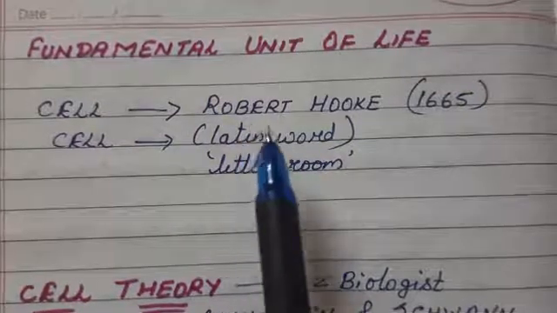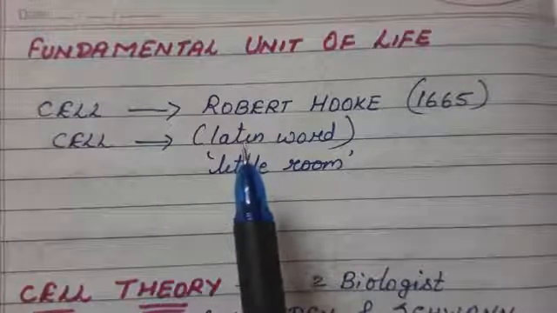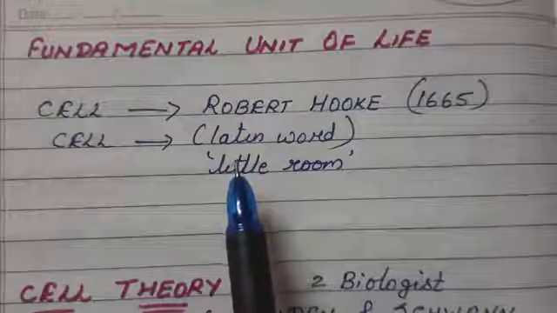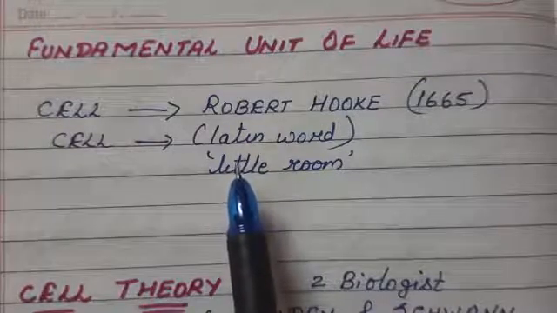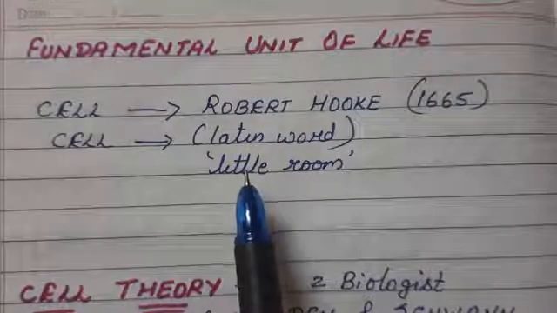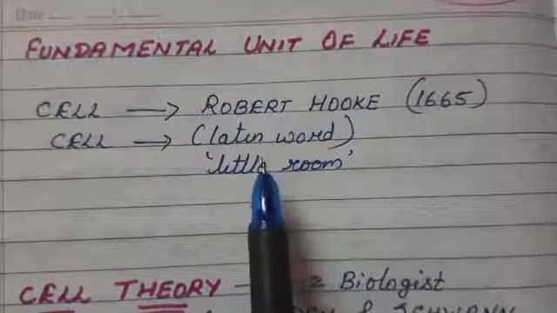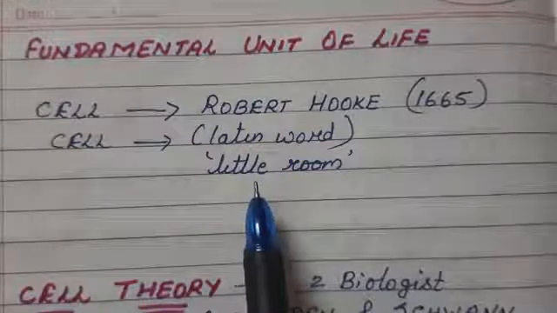Now, how did Robert Hooke discover the cell? What happened was that Robert Hooke was examining a thin slice of cork. What is a cork? Cork is a substance which comes from the bark of the tree. I hope children you all know what a bark is. So cork is the substance which comes from the bark of a tree.